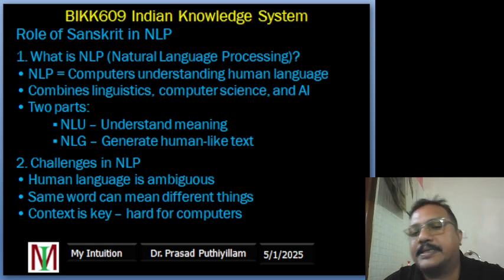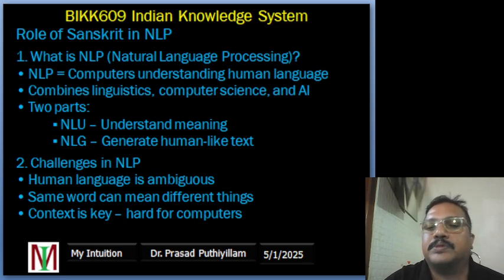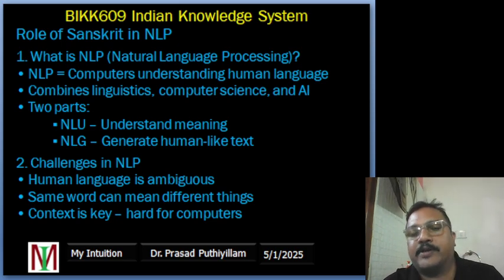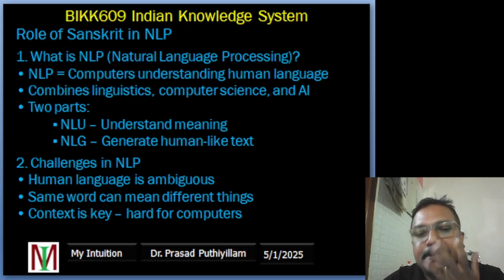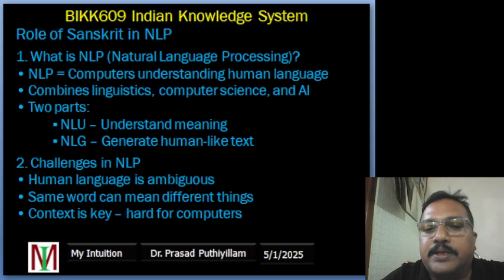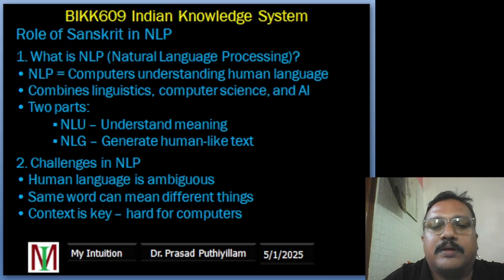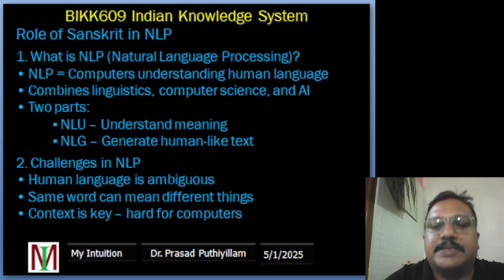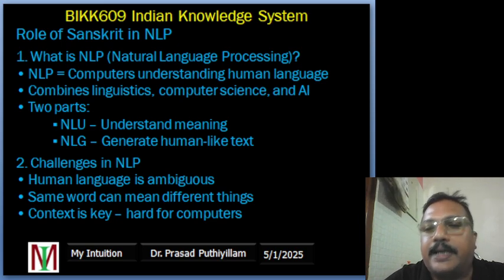How Sanskrit can be used in natural language processing. NLP, natural language processing, is a special area in artificial intelligence which helps computers understand and use human language like English, Hindi, or even Sanskrit. It brings together three things: linguistics, computer science, and artificial intelligence. The main two parts are NLU and NLG. NLU means natural language understanding, and NLG means natural language generation.